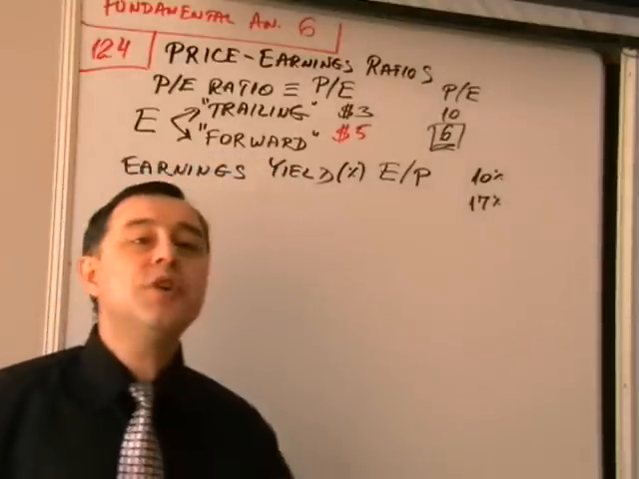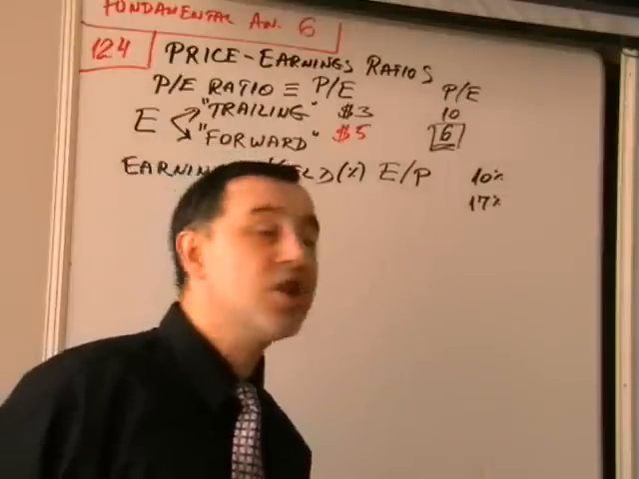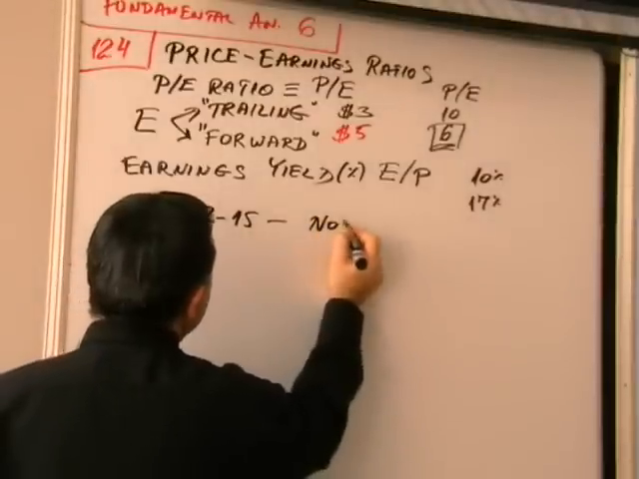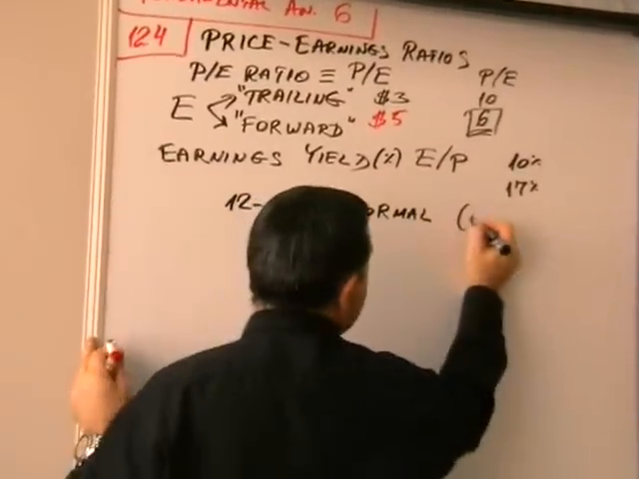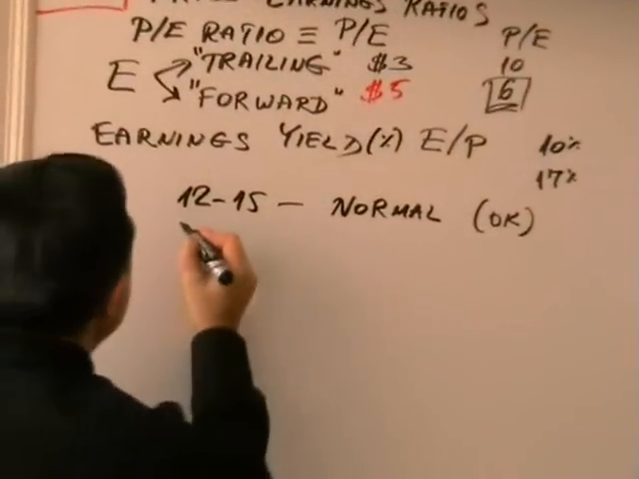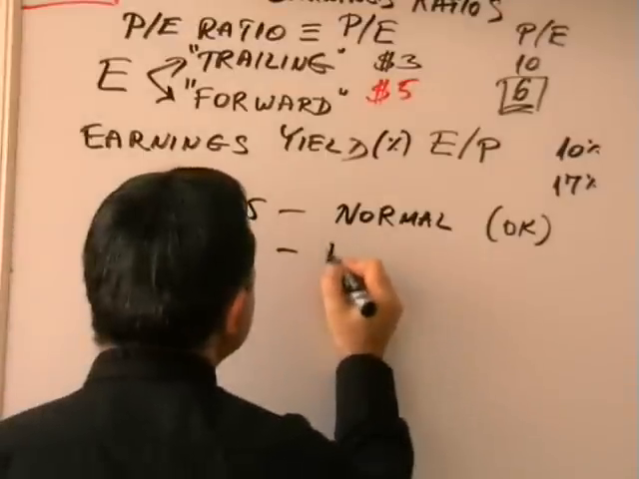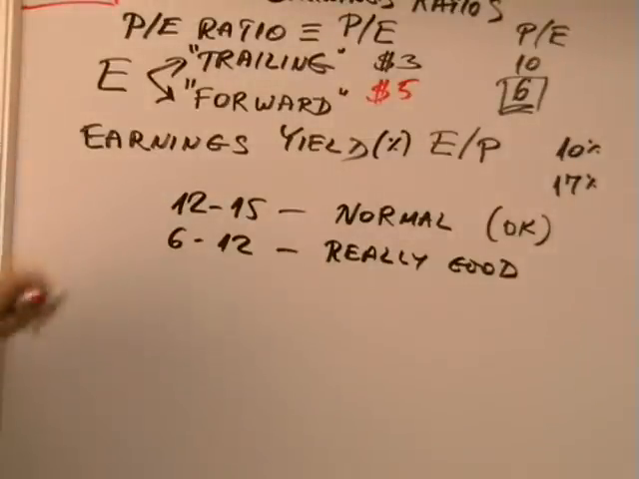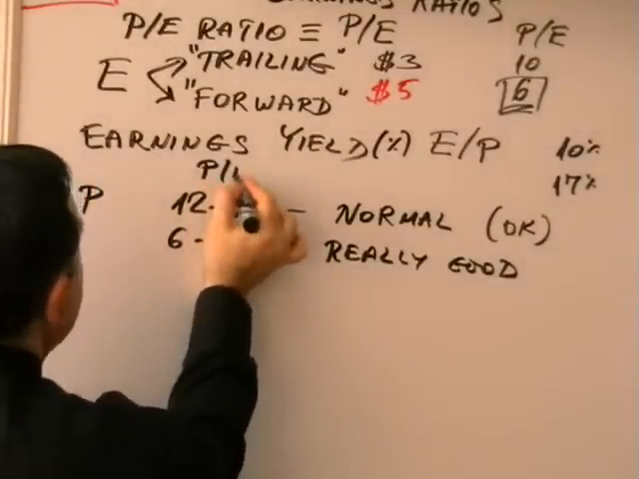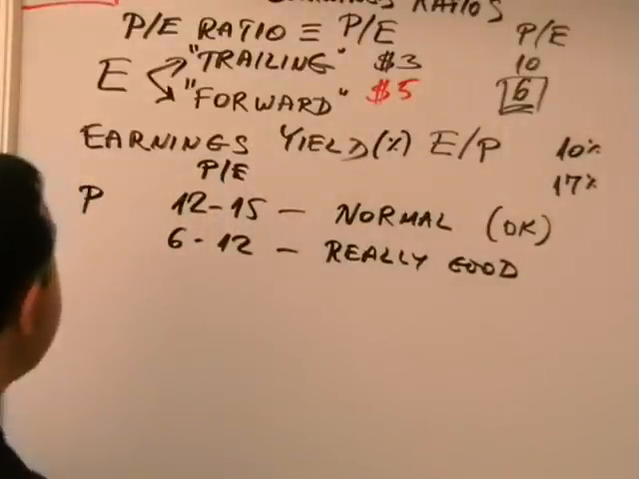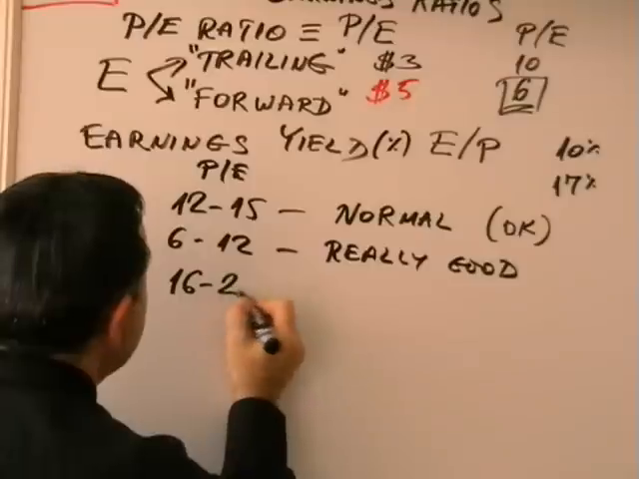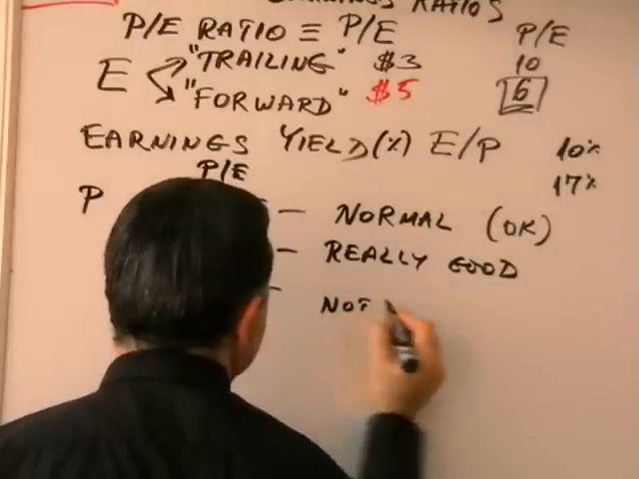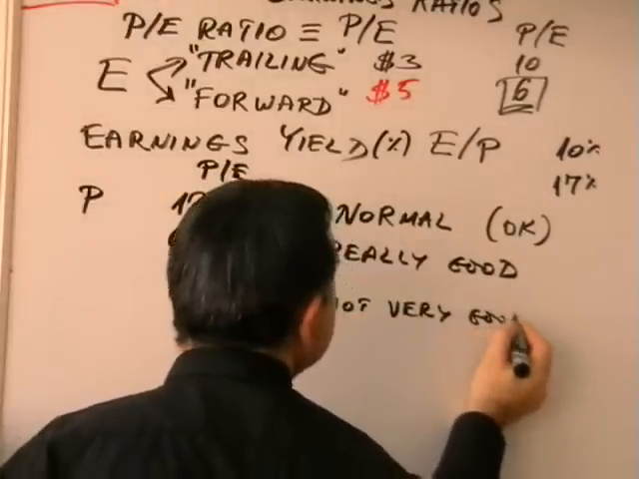Now, what they will usually tell you is that a price-earnings ratio of 12 to 15 is normal, meaning okay, meaning good. They'll tell you that a PE of 6 to 12 is really good. And if you're paying, let's say, 16 to 25, it is okay, but not very good.